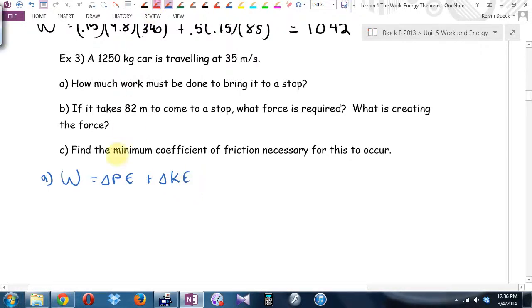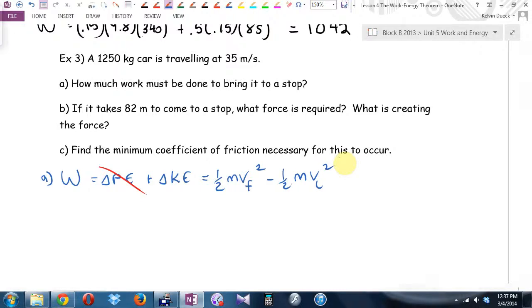So you know what? What's changed in anything? Can I go straight to the kinetic energy equation though? Can I actually go like this? It's going to be a half m v final squared minus a half m v initial squared. Is that okay, Dane? Hey, are any of those 0? Oh, coming to a stop. Okay.